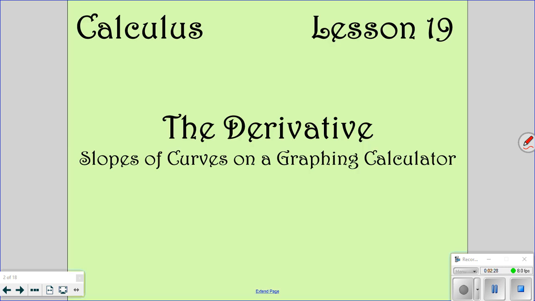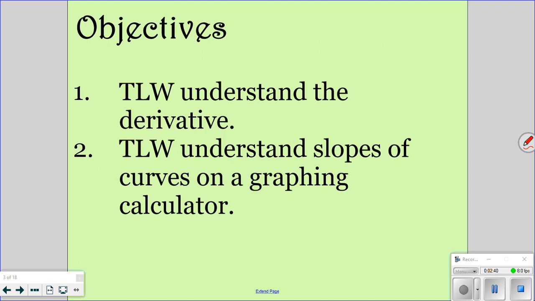Okay, so we're looking at lesson 19 today, the derivative, and then slopes of curves on a graphing calculator. This is a calculus concept. You haven't probably dealt with this before, but hopefully whenever we finish, you will understand the derivative and understand slopes of curves on a graphing calculator.